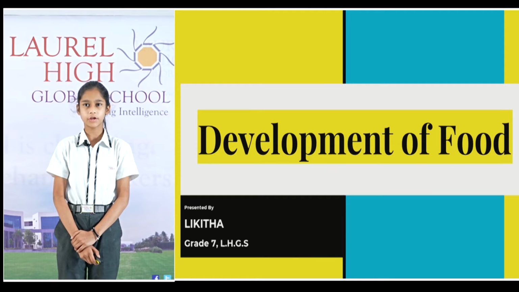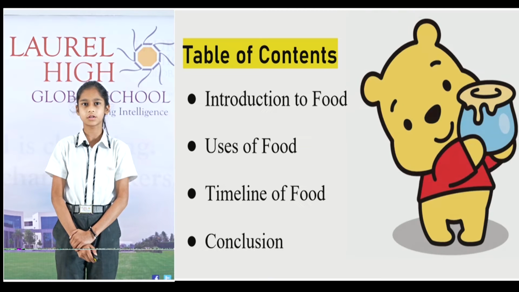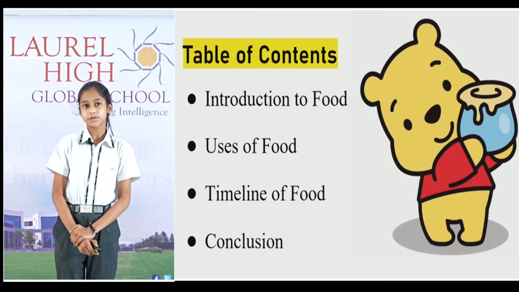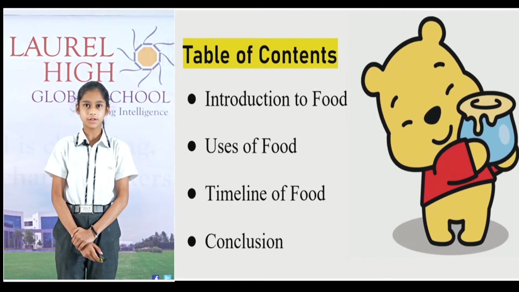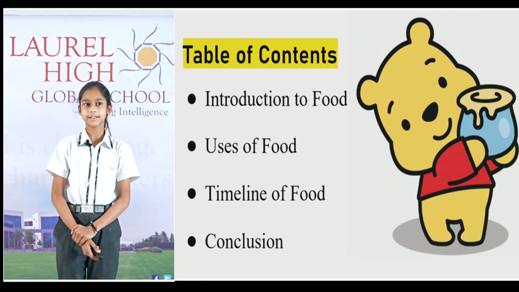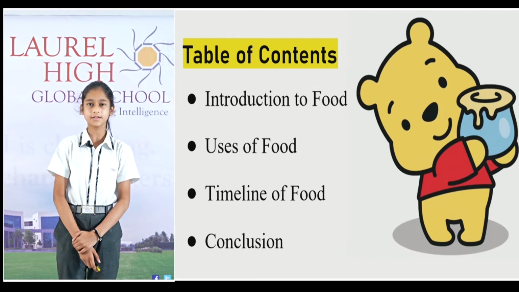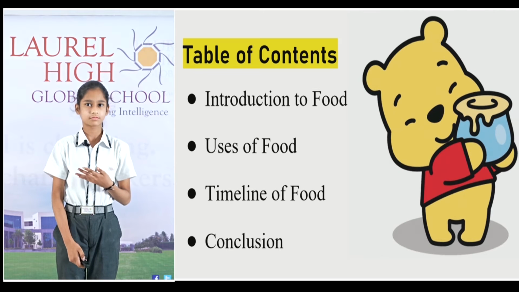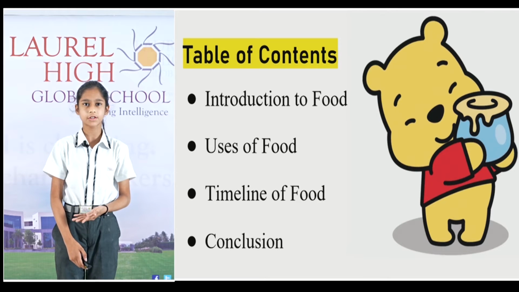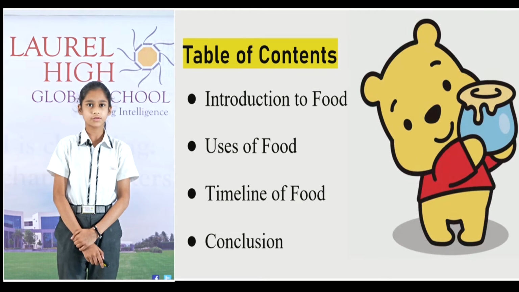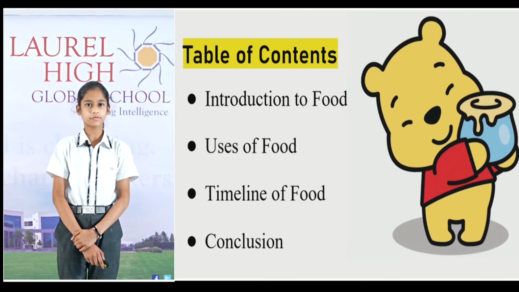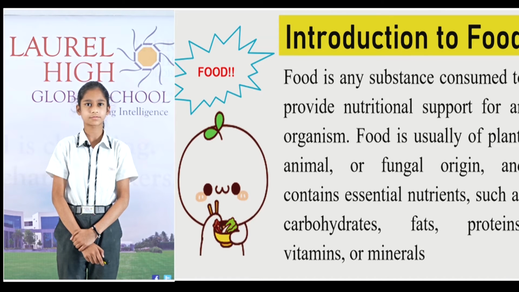Today I'm going to talk about the development of food. So what is food? Food is a nutritious substance that people and animals eat. It also contains essential nutrients such as proteins, carbohydrates, fats, vitamins and minerals. Today we're going to see an introduction to food, uses of food, timeline of food and conclusion.